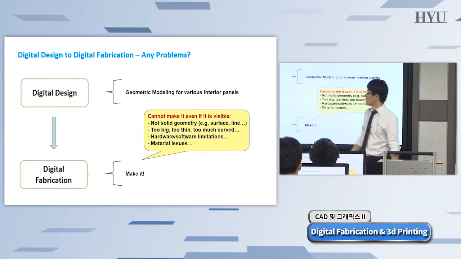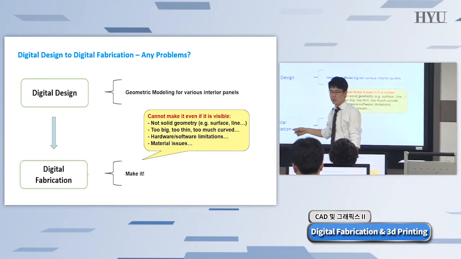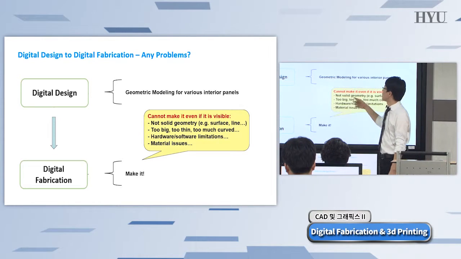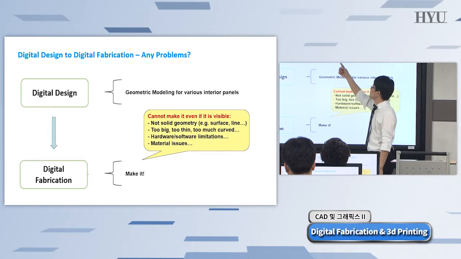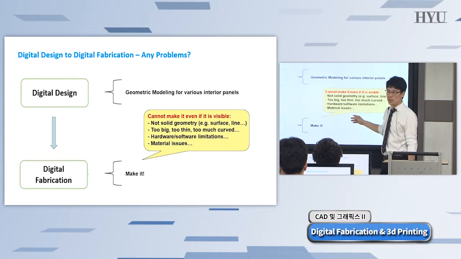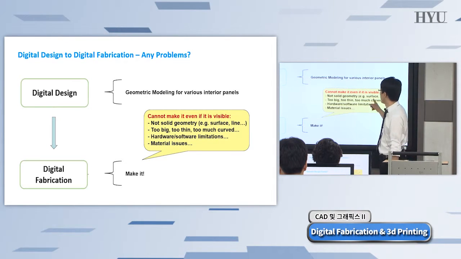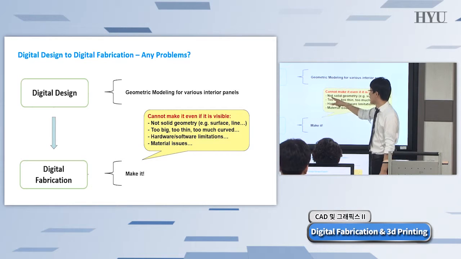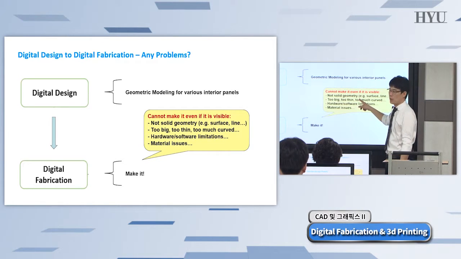So simply design and make it. Really simple process. But actually, it's not possible. There are lots of problems. If somebody asks about problems, of course, there are several problems that need to be resolved, okay? Sometimes you cannot make it even if it is feasible, okay? Even if you have a very good design, it's not possible to make it because sometimes it's not solid geometry, okay?